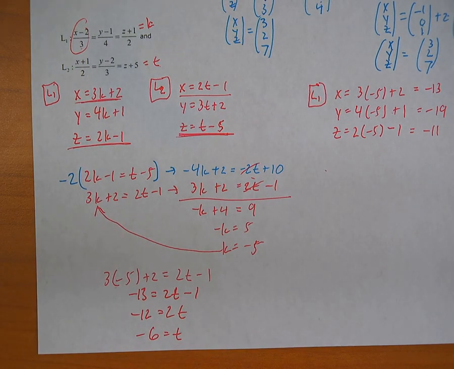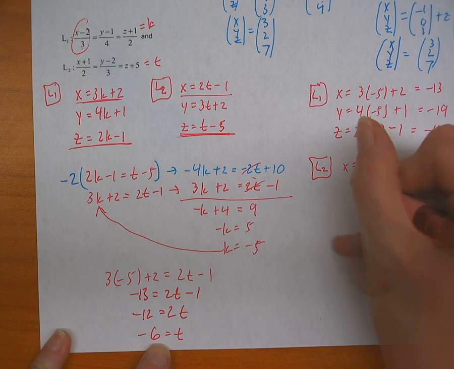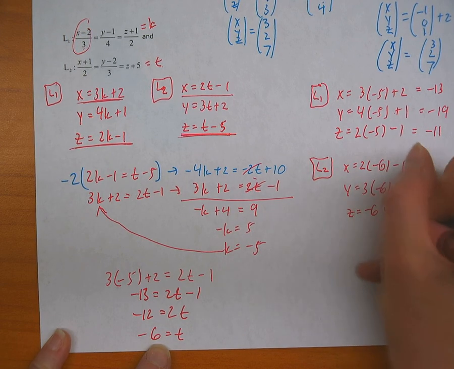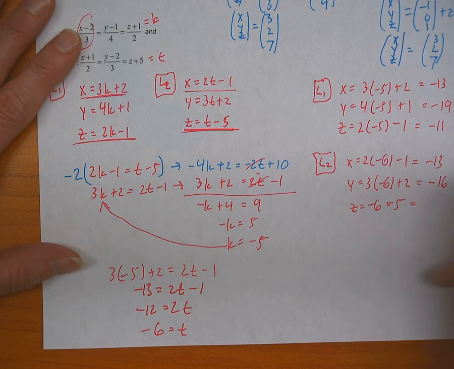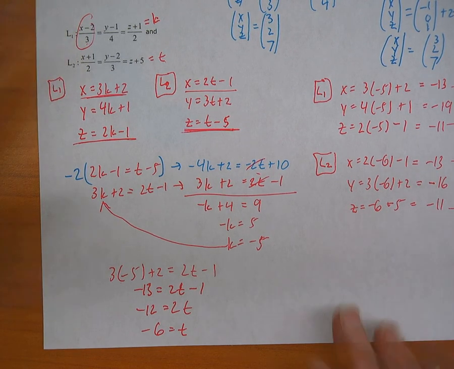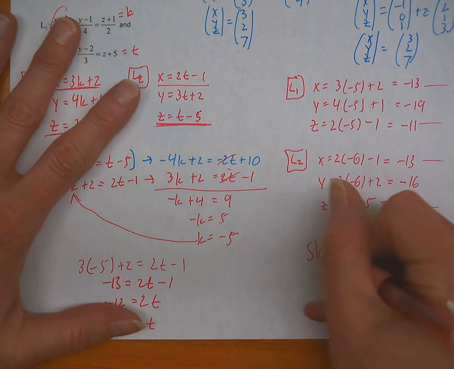Okay. So now I want to see what happens when I substitute those into line 2. So I'm going to substitute negative 6 into line 2. So here I'll get negative 13. Here I'll get negative 16. And here I'll get negative 11. Notice the x's matched, the z's matched. That's because we use the x and z equations to find K and T. And then the y's don't match. Since the y's don't match, these would be skew.